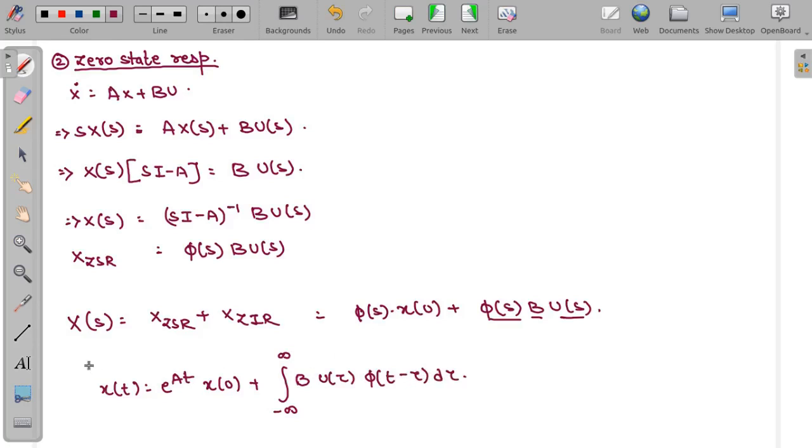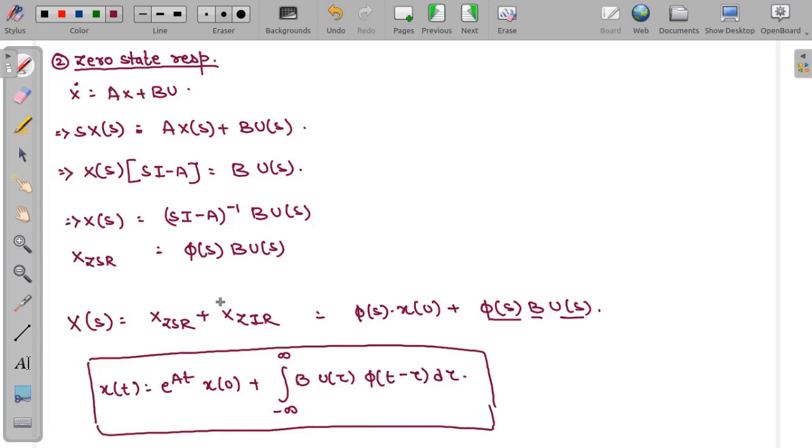So I don't usually prefer this one because it is quite complex and you might forget. So this is the best way in which we can write it. So we have your x of s over here.